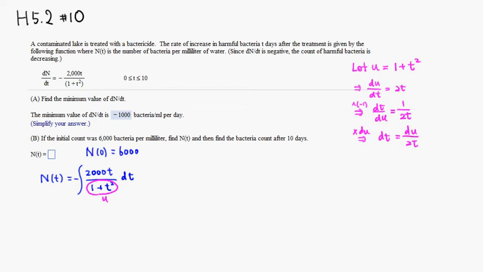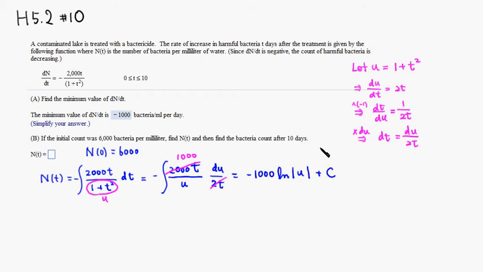Alright, so if you do a substitution here, you have a negative, then you have 2000t over, we decided to call the whole denominator u, and dt is equivalent to du over 2t. So you can see that we can cancel 2t and the 2000t, so you have a 1000 left over. So you're going to get negative 1000, and the antiderivative of 1 over u is natural log of absolute value of u, and then plus some constant c.